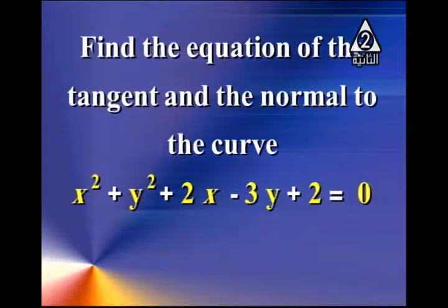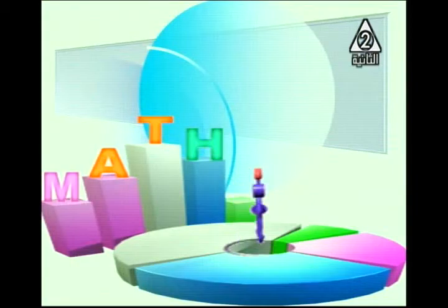The curve equation is x squared plus y squared plus 2x minus 3y plus 2 equals 0. This is the given curve equation. We find the equation of the tangent and the normal at point (-2, 1). Solution.